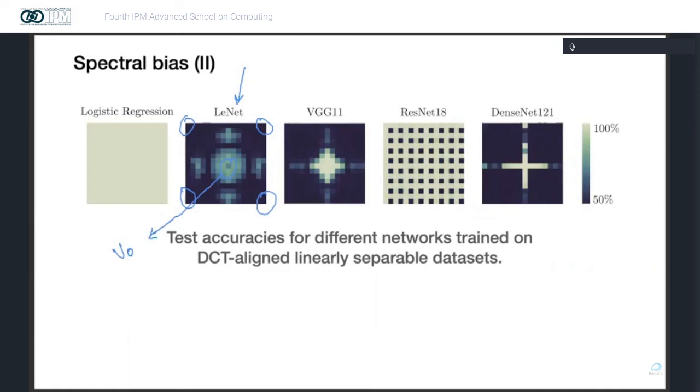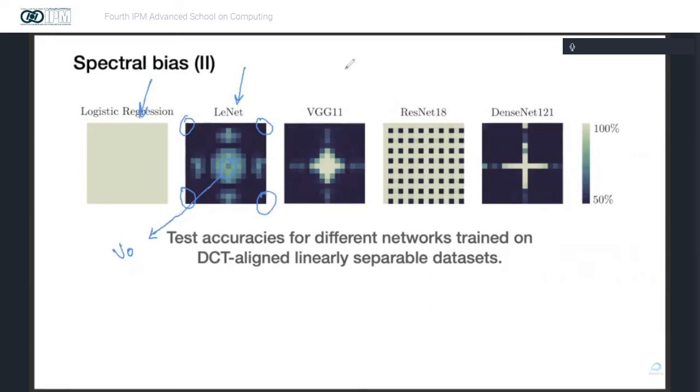And the color determines the test performance that we get if we train the neural network on that data set. As you can see here for LeNet, as we go away from the center, the performance drops. If we look at the linear classifier that's trained using the logistic loss, we see that no matter how the direction V is aligned, we always get 100% test accuracy, as expected. So linear classifiers do not have any sort of bias, at least with respect to the DCT basis.